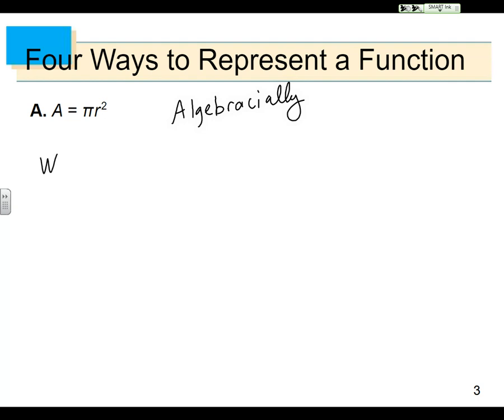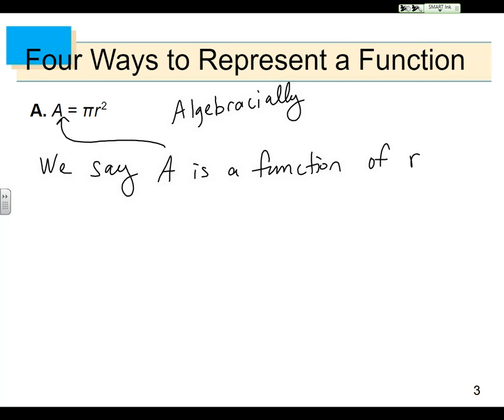And the way that we would talk about this, we would say that A is a function of r. Notice that the A came first right here. A is a function of r. r is on the business end of my equation, getting stuff happening to it.